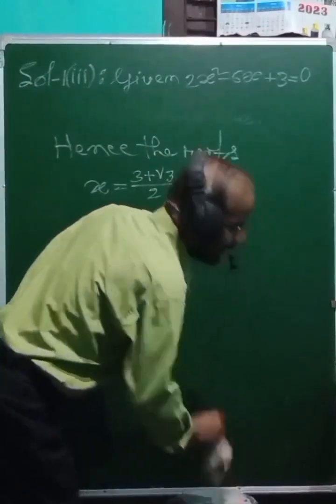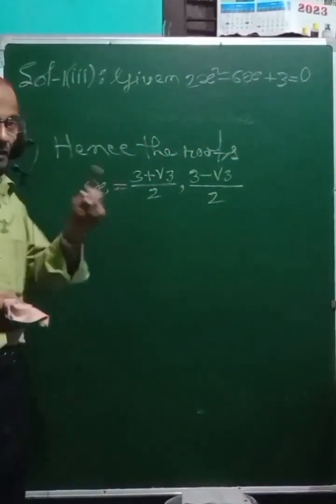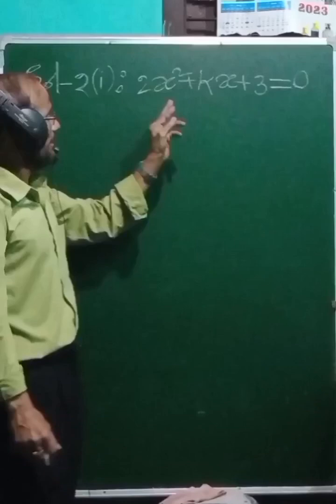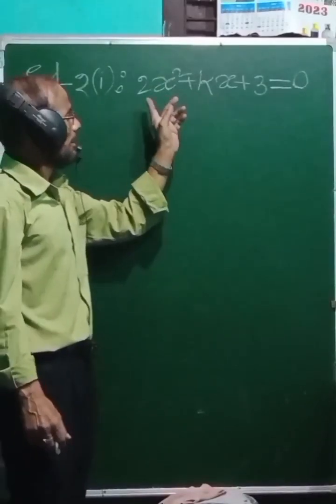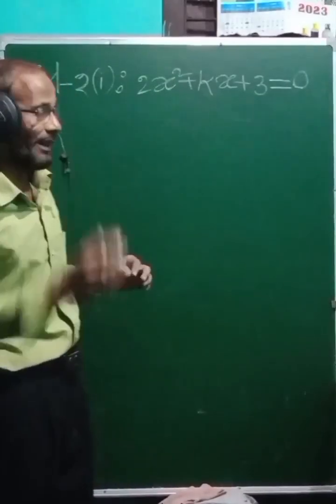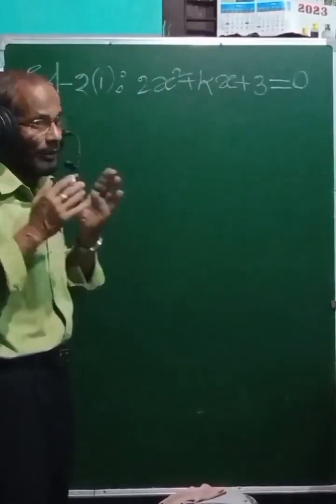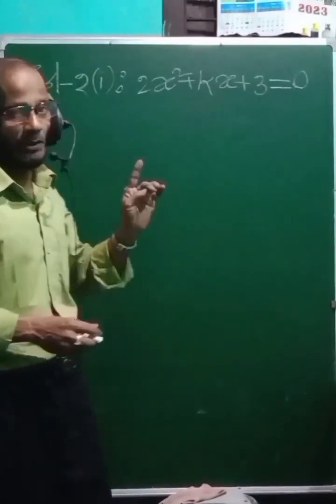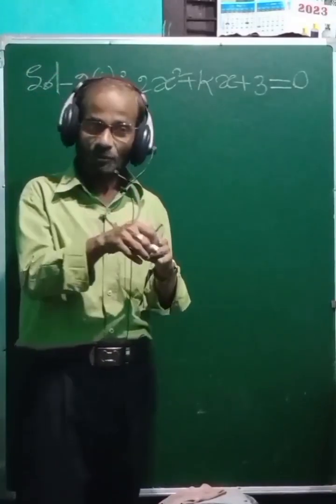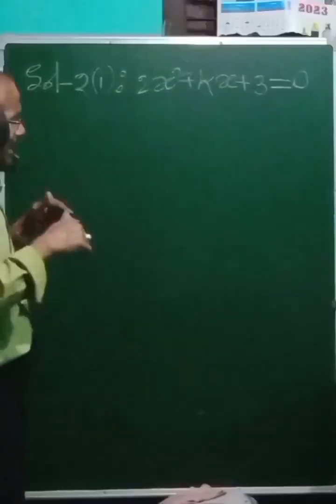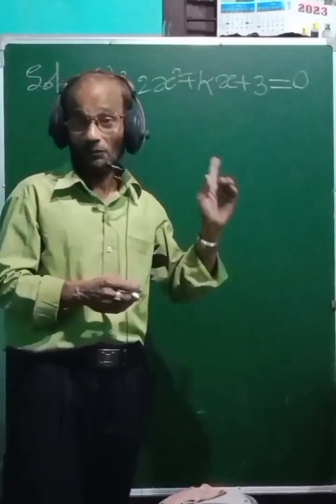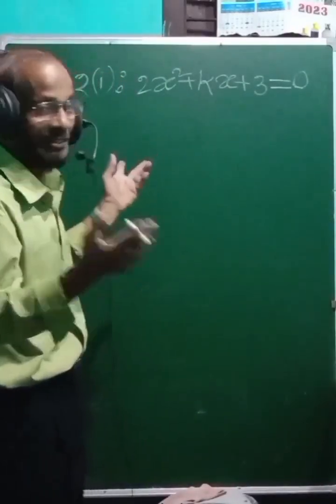So we are moving to the next problem based on the discriminant. I am taking the equation 2x² + kx + 3 = 0. Find the value of k for which this equation will have equal roots. Recall that if the discriminant D is equal to 0, then the equation has two equal roots. Conversely, if an equation has two equal roots, then its discriminant will be equal to 0. So you start your calculation from that.